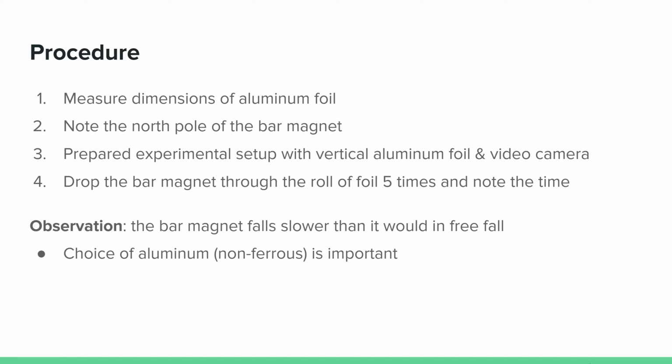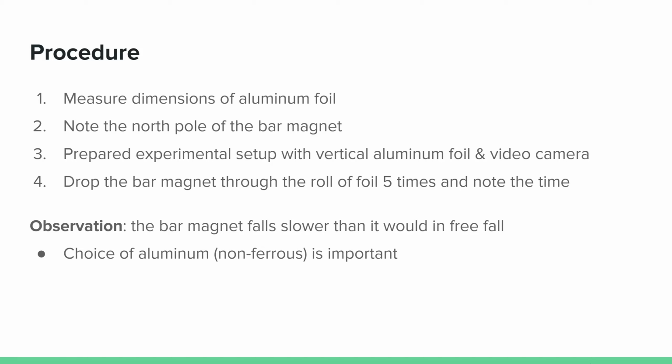The procedure for this lab is fairly simple, and involves using a small bar magnet and a roll of aluminum foil. First, the dimensions for the aluminum foil are noted, including its length and inner and outer radius. Second, I used a magnetometer app on my phone to note the north pole of the bar magnet. Afterwards, I prepared my experimental setup, which involves setting up the aluminum foil vertically and readying a video camera on my phone to record the setup. Finally, I dropped the bar magnet through the roll of foil a total of 5 times, recording the entire time.